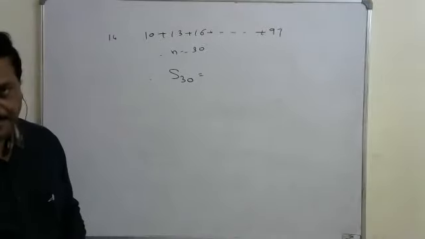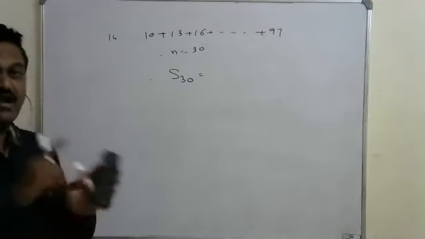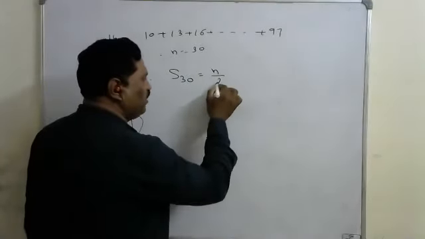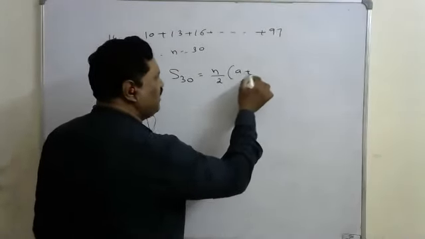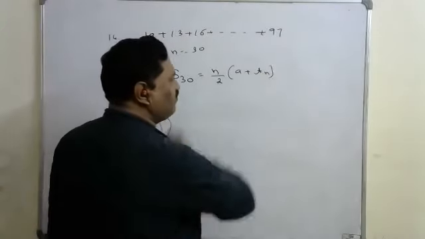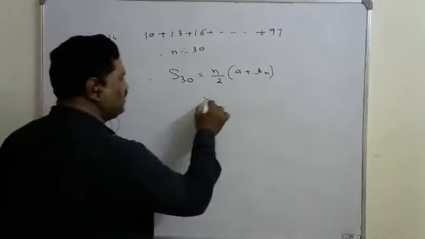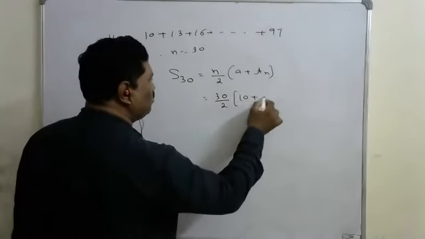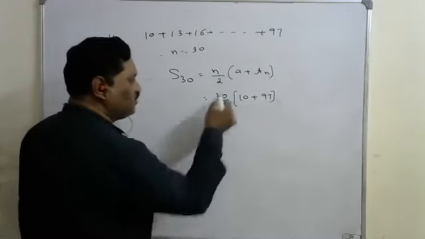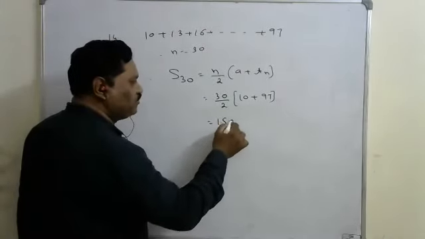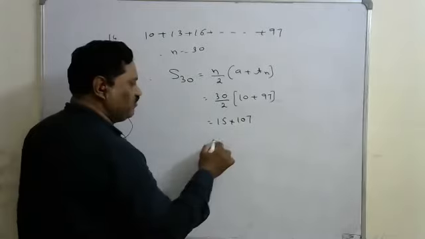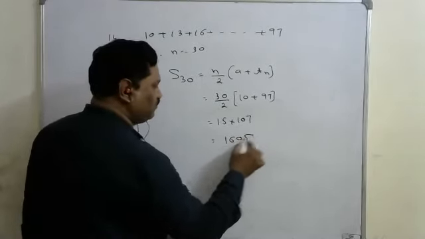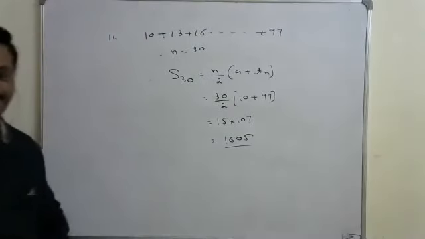To find the sum, since we know the first term and the last term, you can use the formula n by 2 into (a plus tn). This is the formula we can use. N is 30, so 30 by 2 into a, which is 10, plus the last term 97. 30 by 2 is 15 into 107. So 15 sevens are 105, giving 1605. That is the answer.